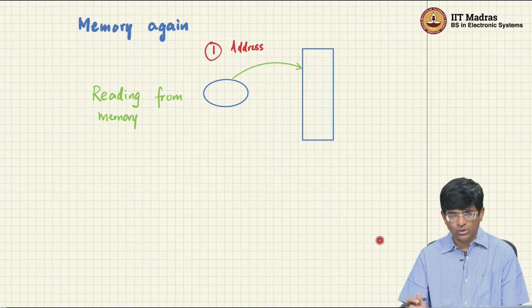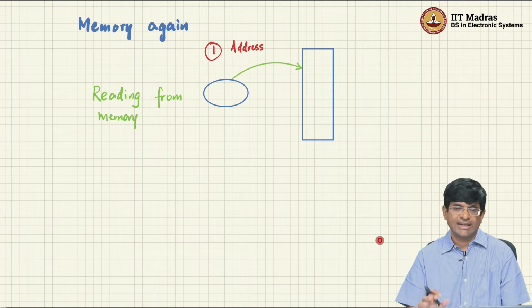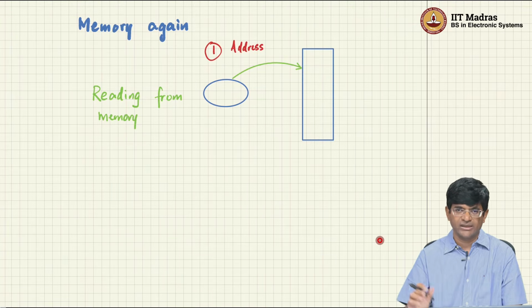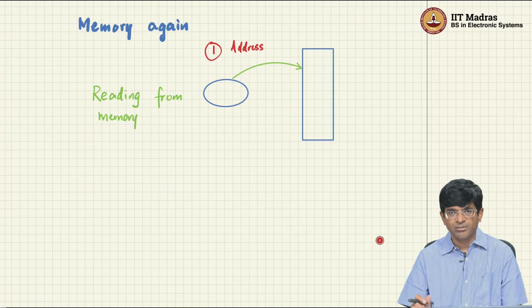Alright, so assuming that I can now send an address, right? What do I mean by send an address? Like I said, it's just activating the wires. What does the memory do?